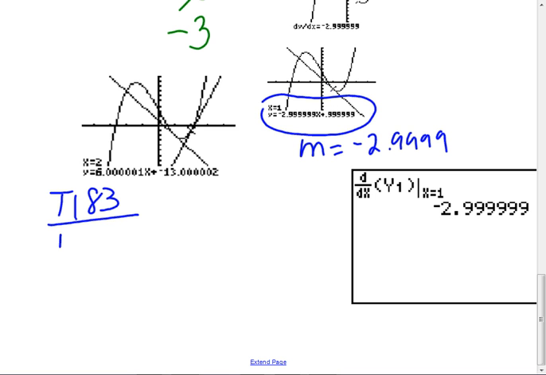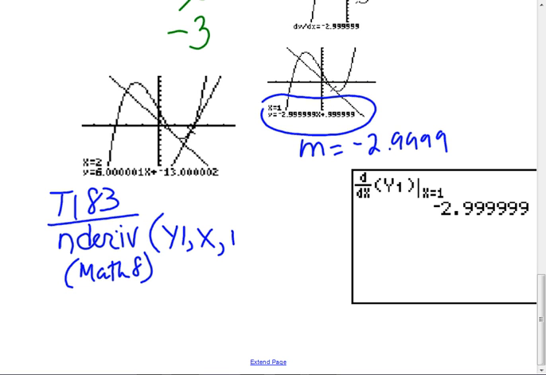TI-83s, you will be doing n derive, which is still math, 8, right? And then you're going to put in y1, just the way I did it. Then you're going to put in an x, and then you're going to put in a 1. And yes, we'll be quizzing you on this. You have to be able to do this. There are 4 things you have to be able to do on your calculator. This is one of them. N derive. And this dy dx thing is just finding the slope. That's what that means. It's the slope of y1.